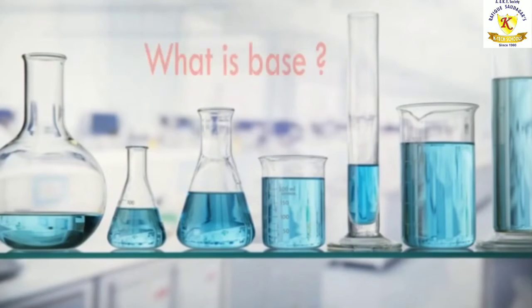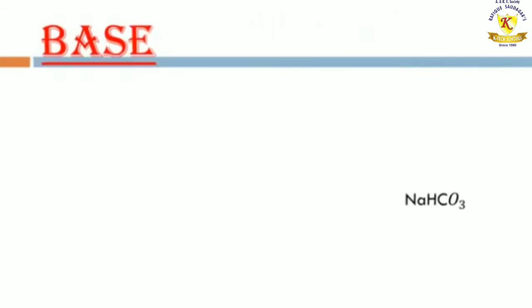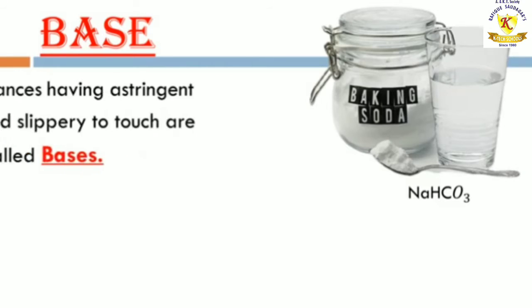Now children, let us study what is base. We have studied what is acid. Now let's study what is base. Children, if you taste a dilute solution of baking soda, that is NaHCO3, you will find it astringent, that is bitter. It does not taste good. It is bitter in nature. Have you tried this? Okay. So, it is bitter in taste.